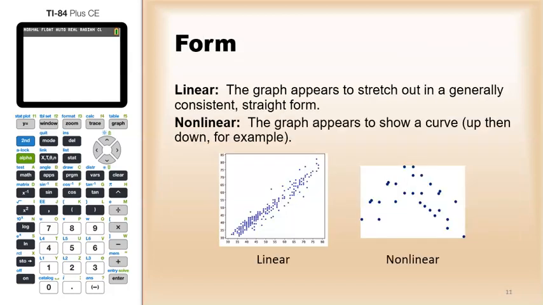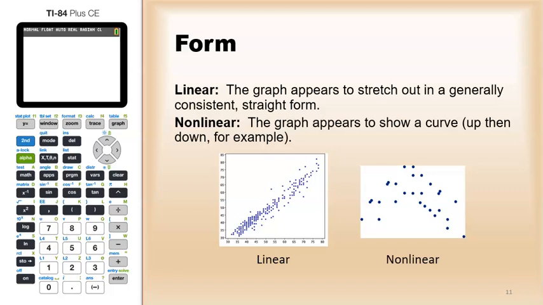In terms of form, the choices are generally linear or nonlinear. And what I mean by linear is that it may not be perfect, but your data points will generally form a straight line. Again, it doesn't necessarily have to be perfect, but it looks like a line can go through your data points very nicely.